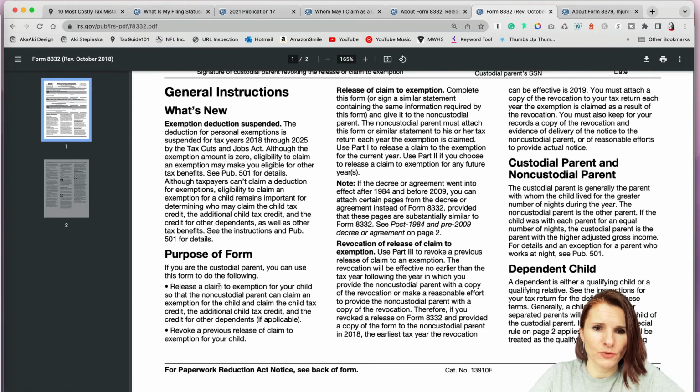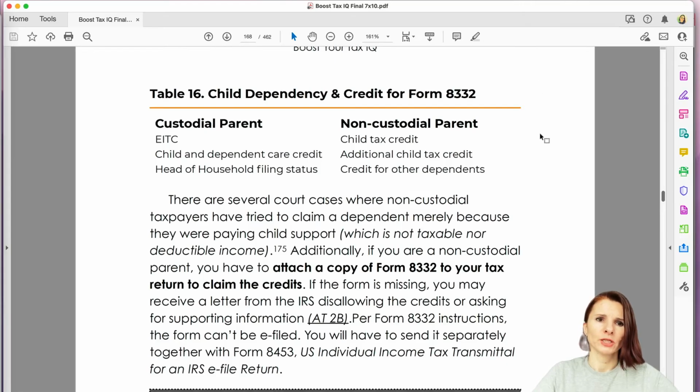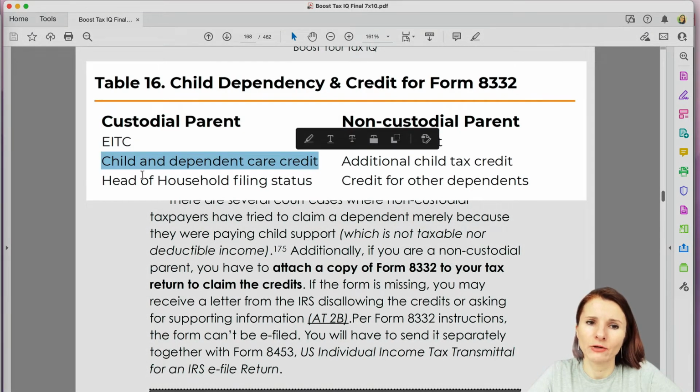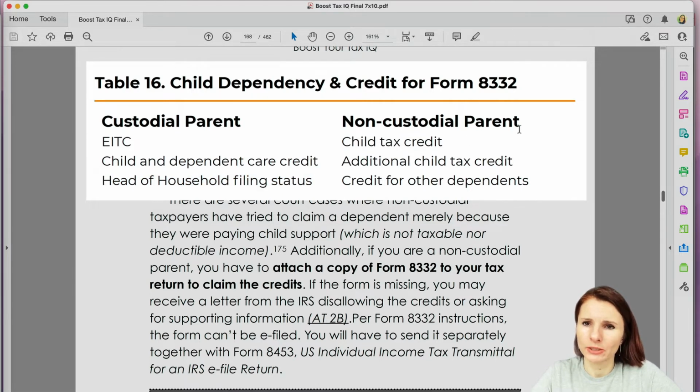So you could do that, and basically what it means is that you release a claim of exemption for your child so that the non-custodial parent can claim an exemption for the child, claim the child tax credit, additional child tax credit, and credit for other dependents. And here I have a little table that summarizes what happens if you do have the 8332 attached. So the custodial parent could claim the earned income tax credit, child and dependent care credit, and head of household filing status. But the non-custodial parent, if you include that form, is allowed to claim the child tax credit, additional child tax credit, and credit for other dependents.